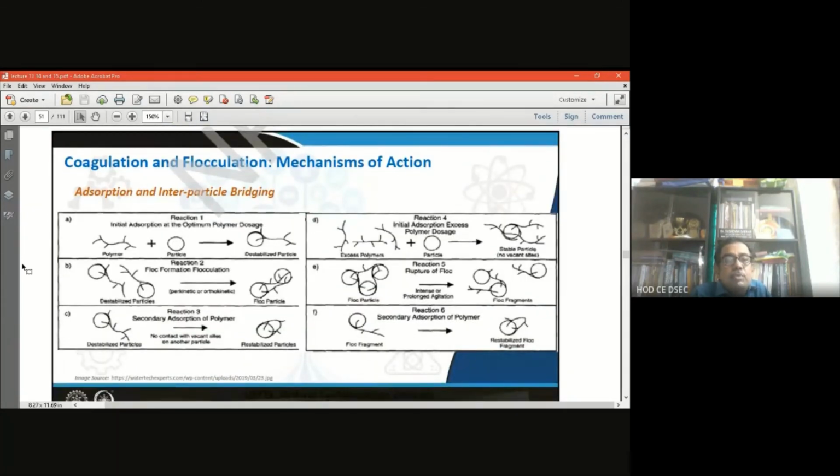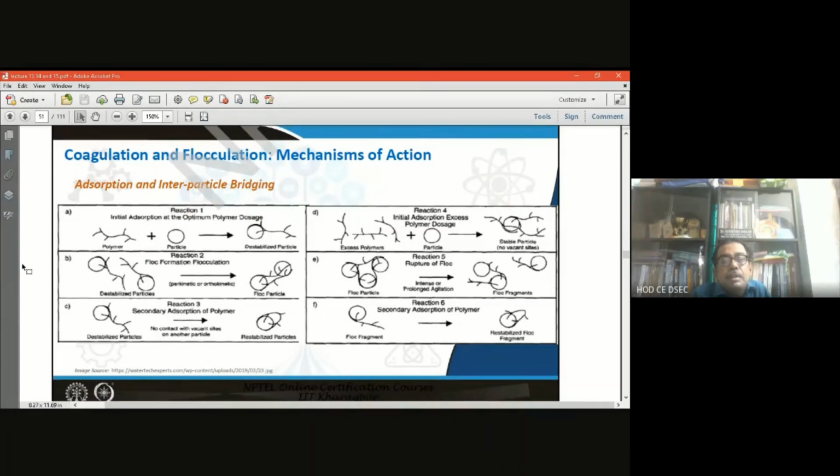Now, the coagulation flocculation mechanism of action. The same thing I am going to show you in detail, how the polymer, that means the coagulant, the polyelectrolyte, is a classic example of a coagulant. It adds to the particle and destabilizes the particle, leading to flock formation, and how the flock forms, I have tried to show you in the pictorial diagram.